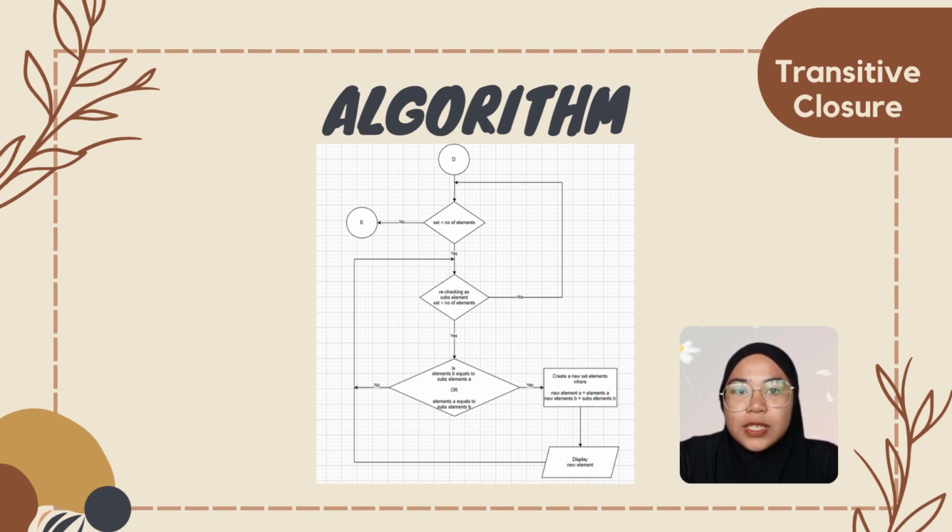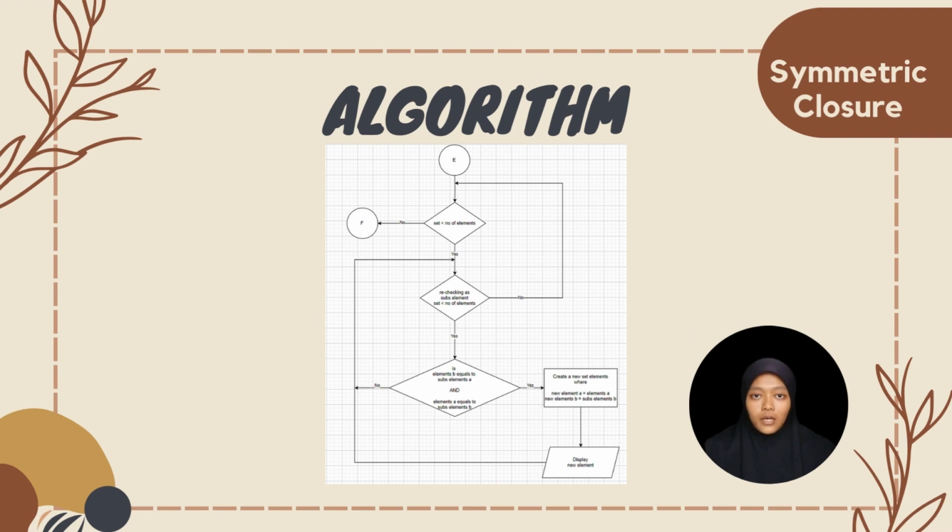Each statement would proceed to a condition of whether element B is equal to sub-element A or element A equals sub-element B. If it is a yes, then we will be creating a new set element where the new element A is assigned with the element A, along with assigning new element B with sub-element B. Finally, we will display the new element which we have created. After that, we will be repeating in the loop until it finishes processing the entire set of elements.